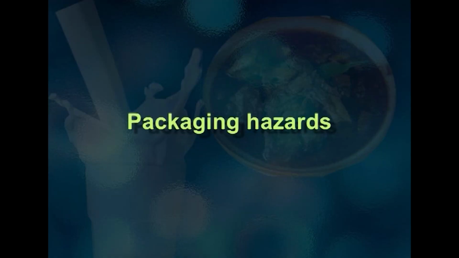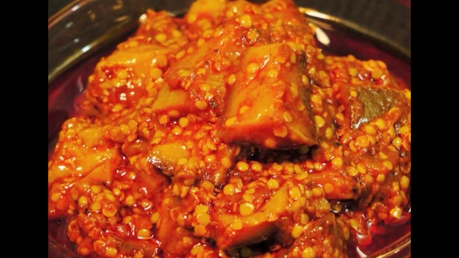Packaging hazards. Here the temperature has to be maintained for proper sealing and sterilization, which could result in toxic residues if materials like polyethylene and polyvinyl chloride are used. Example, these packaging materials are used especially for pickles. So pickles contain acid and oils.